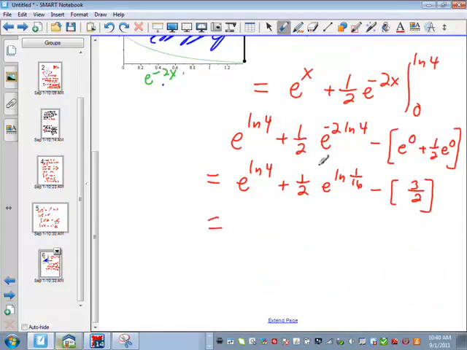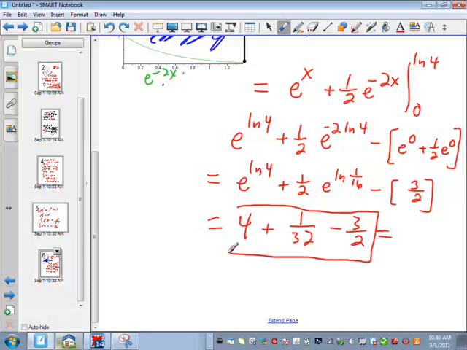The point being, by the way, you can leave it exactly like this. Well, this is actually stretching it. You can leave it like this, maybe, but you need to simplify that. 4 plus 1/32 minus 3/2. That's a nice positive thing. That's the area, unit squared.